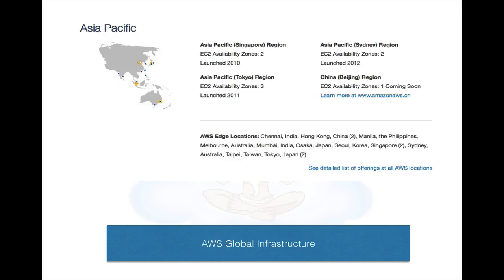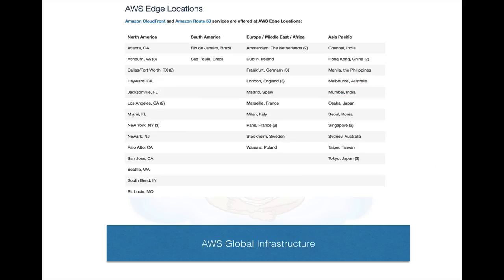We've got the Tokyo region. This consists of 3 availability zones. We've got the Sydney region, which consists of 2 availability zones. And we've got the Chinese or the Beijing region. And currently there's only 1 availability zone, but they are expanding this. And here's a list of all our different 52 edge locations. Again, this is used for things like CloudFront and Route 53, and we'll explore that in future lectures.